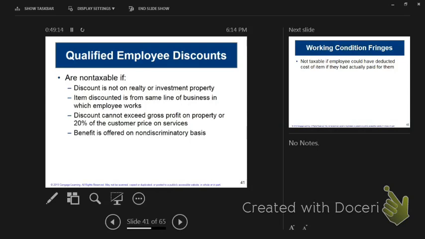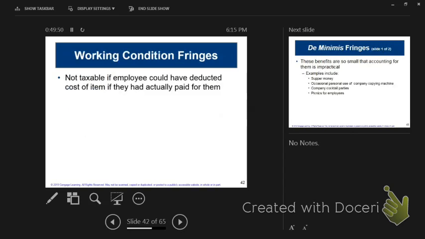But they could not say, well, we're going to hook you up with, I'm trying to think of something, Cardinal tickets for free, or some weird thing that's off the chart. AT&T. When I worked at AT&T, I got free phone service. I did not get free wireless service, but I got discounted wireless service. And I still get discounted wireless service because I was a past employee. It cannot exceed 20% of the profit on the property or the price. And again, it has to be a benefit that's on a non-discriminatory basis.